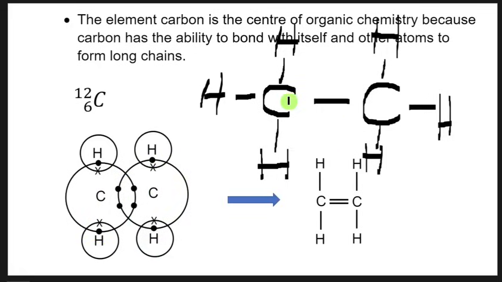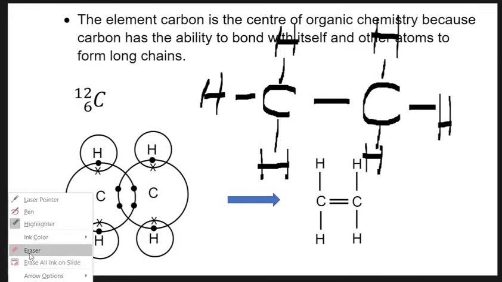So notice that each carbon is always surrounded with four bonds for it to be stable. That's why we said carbon has the ability to form four bonds. All right, so that's why carbon is the center of organic chemistry. So this one has how many bonds? 1, 2, 3, 4. Equally, this one has 1, 2, 3, 4. All right, so this gives carbon the ability to join with itself and other atoms and then form long chains and form those compounds we call carbon or organic compounds.